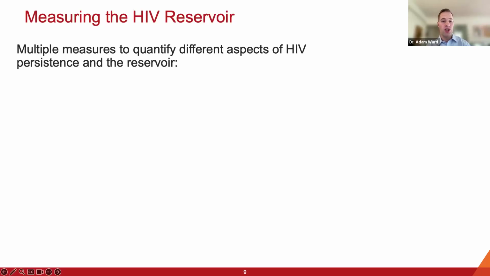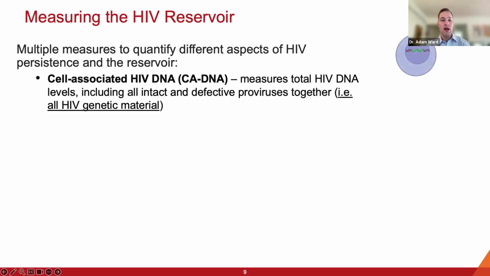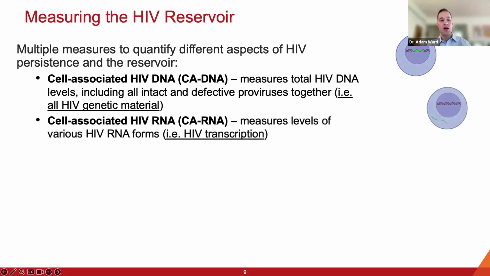So there are multiple measures to quantify different aspects of HIV persistence in the reservoir. I'm only going to go through a few today, but these are, I think, important ones relevant to today's talk. The first is cell-associated HIV DNA. This measures total HIV DNA levels, including all intact as well as defective proviruses together. So this assay measures all HIV genetic material.